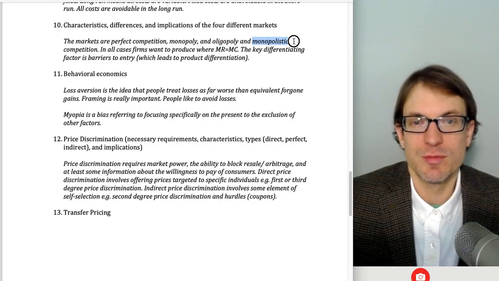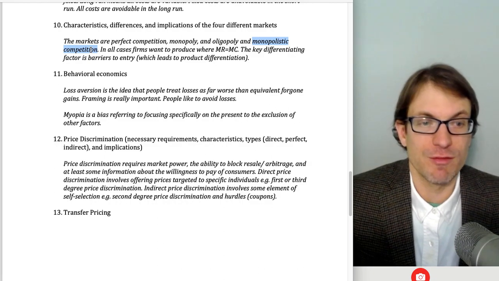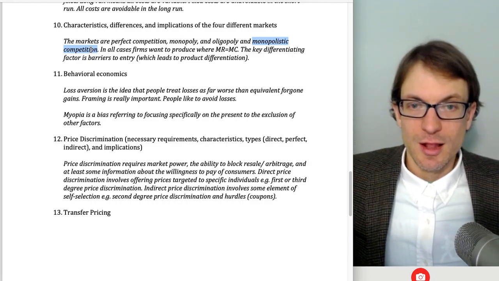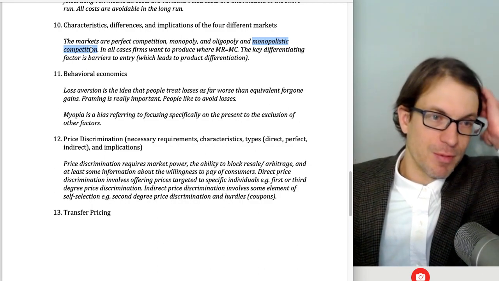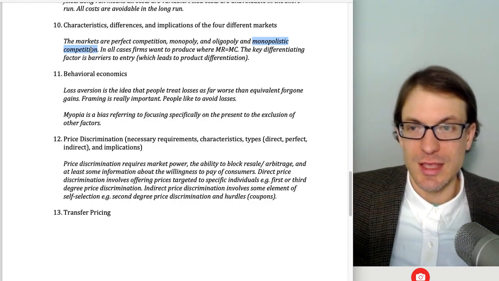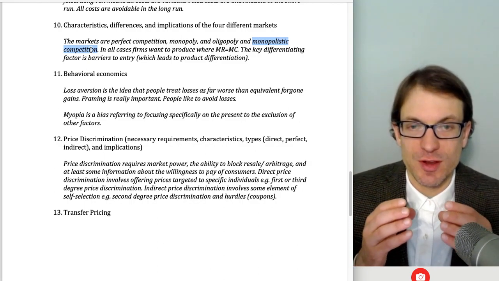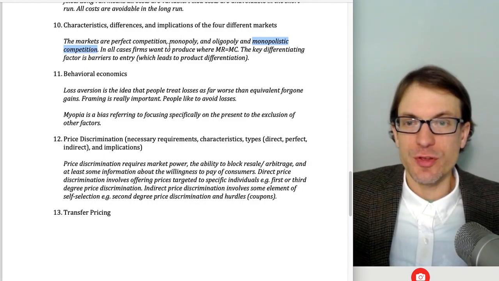With monopolistic competition, you're thinking of many buyers and many sellers. You're thinking about product differentiation. You're thinking about no barriers to entry in the category, but there's barriers to entry for the specific product. Now, there can be a distinction here.